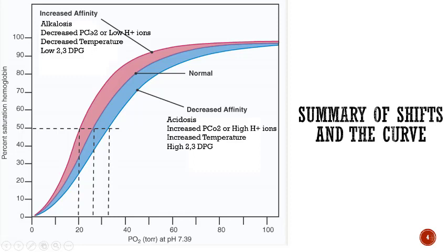Now the alkalosis, the decreased CO2, the low H plus ions, and the decreased temperature, that conceptually you guys are going to understand more about. This you can just memorize. Over here, for the decreased affinity, or where hemoglobin don't like oxygen, that's going to be when it's acidotic or when you have an acidosis, increased PCO2 or high H plus ions, increased temperature, and high 2,3-DPG. So I'm going to go through very quickly an explanation of what these are so you guys understand why we care about a left or a right shift on the curve.